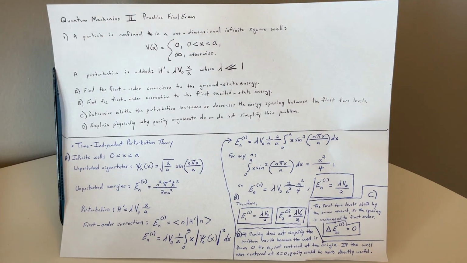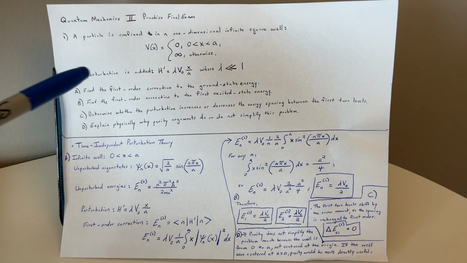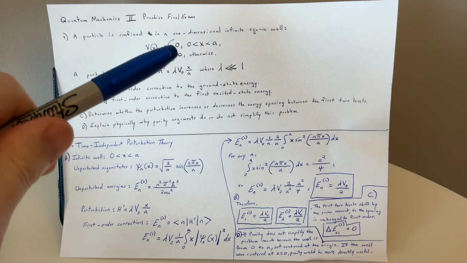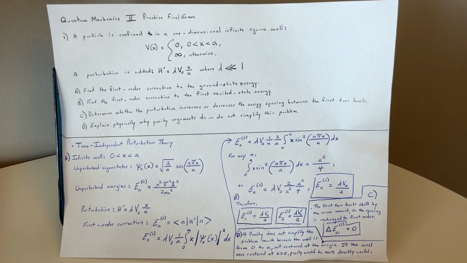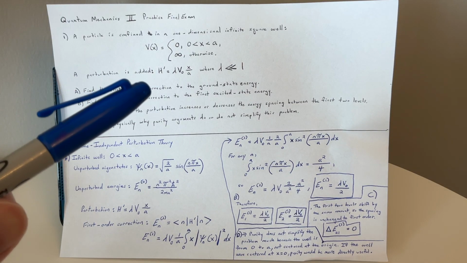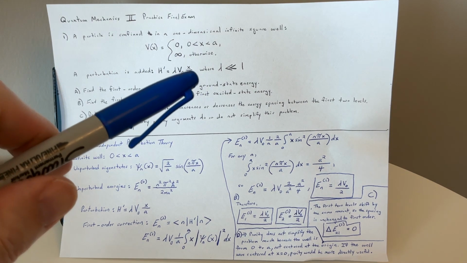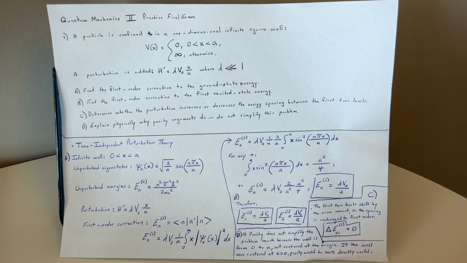Okay, we have a quantum mechanics semester 2 practice final exam. Let's begin. So number one, a particle is confined in a one-dimensional infinite square well, where V of x is the potential energy. We have this piecewise function: 0 for the domain 0 is less than x is less than a, and infinity otherwise. And a perturbation is added, h prime equals lambda v naught x over a, where lambda is much less than 1.